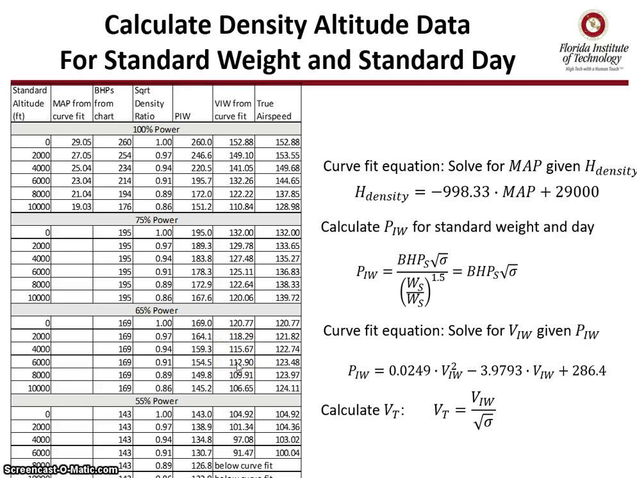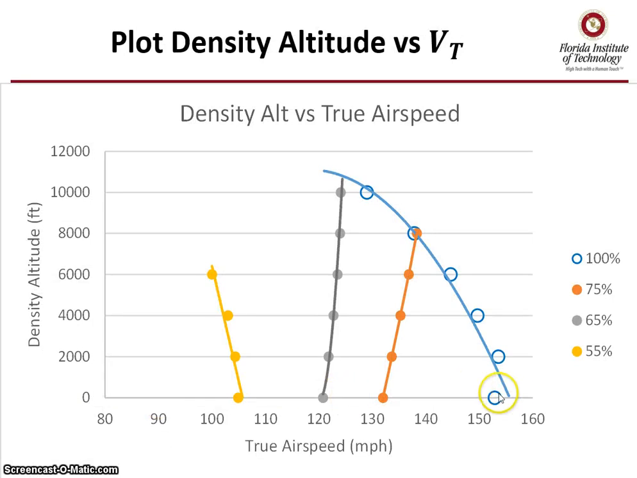Once you have this data, you'll then generate a plot of true airspeed versus density altitude. And you'll have one graph for 100% power, one graph for 75% power, 65% power, and 55% power. And this is what that looks like. So here's our 100% power. That's the most we can get. So that kind of forms an outer bound. And then we've taken our 75% power data, our 65% power data, and our 55% power data.